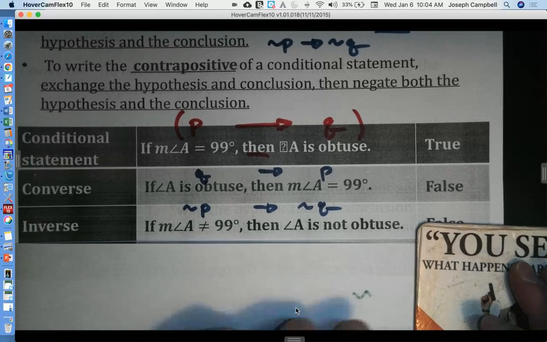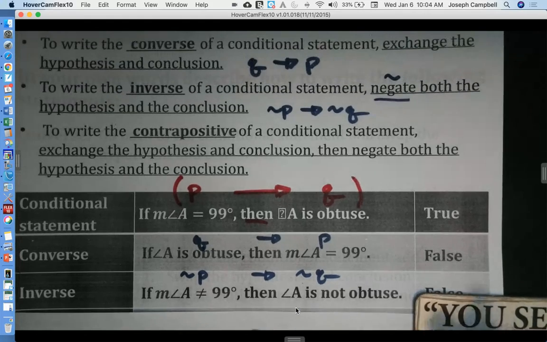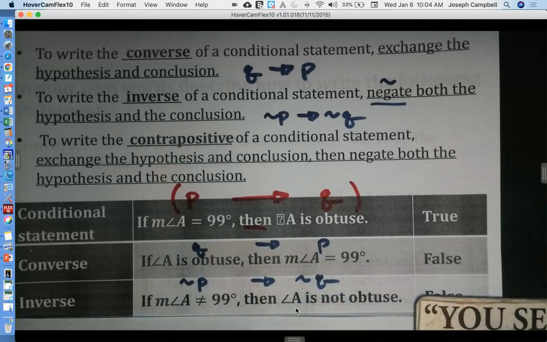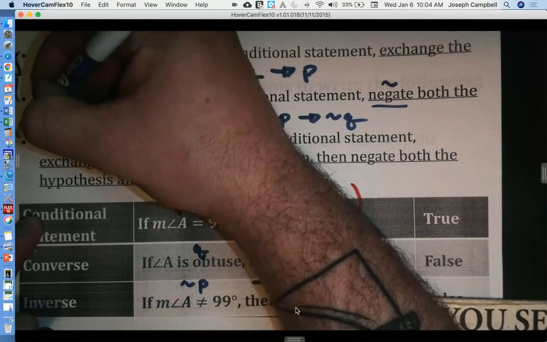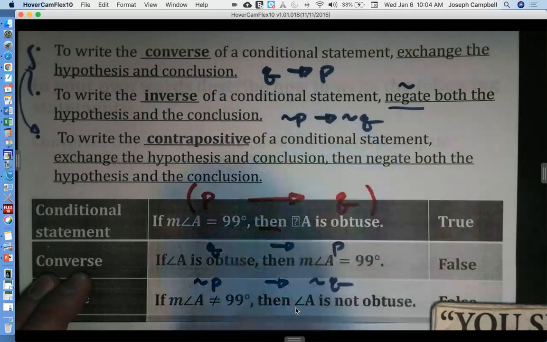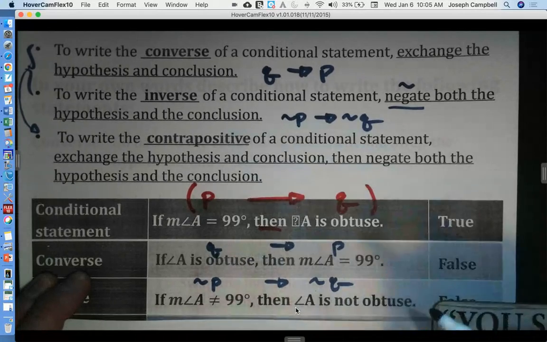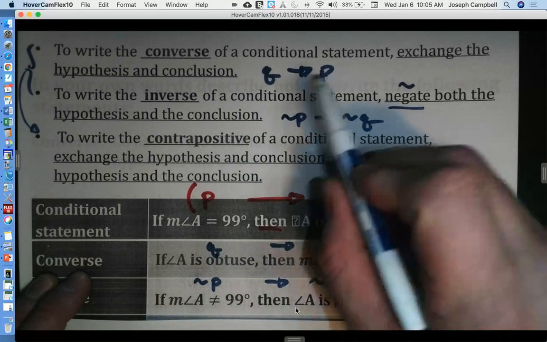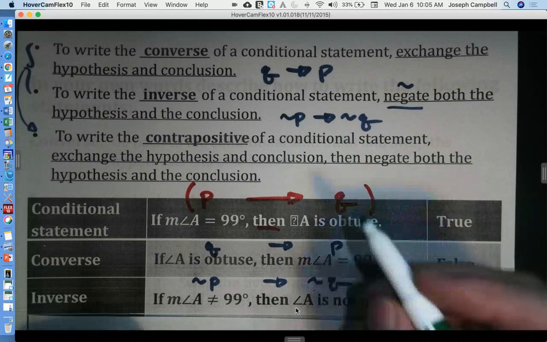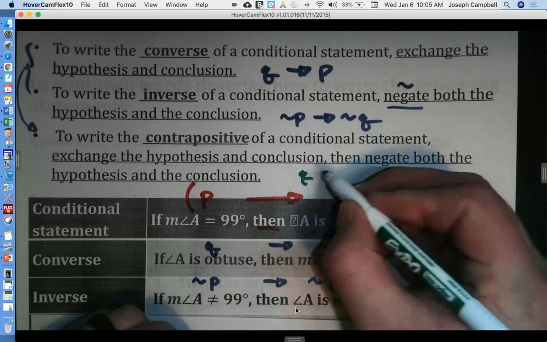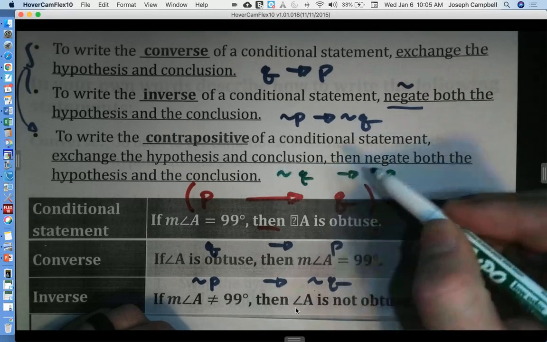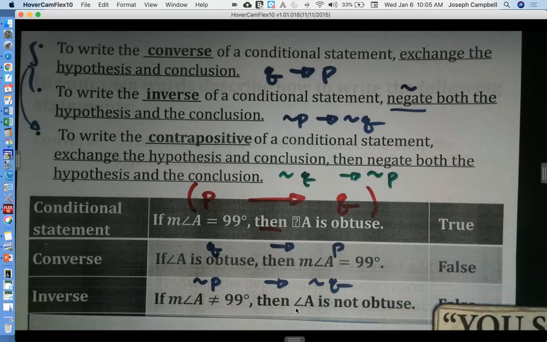There's one last variety of what we can do to these conditional statements to rearrange them, and that's the contrapositive. The contrapositive is really like both of these things combined. If I took both these ideas and put them together, I'd get the contrapositive, which means if I both switch and negate, then I get the contrapositive. So we have to switch them, put Q first and then put P. And then we also have to negate both of them.